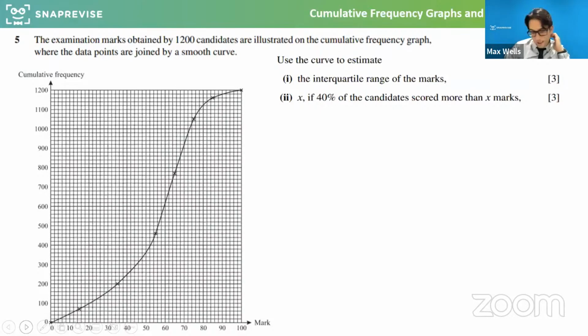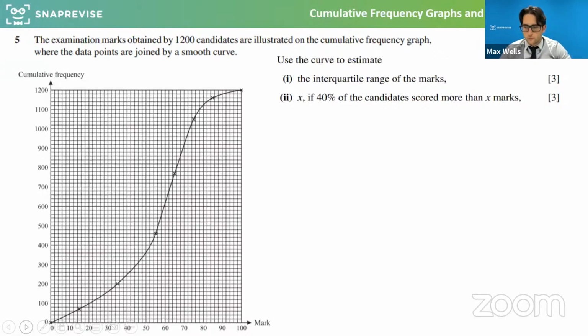Let's look at this question here. So we've got the examination marks obtained by 1,200 candidates illustrated on the cumulative frequency graph, and the data points are joined by a smooth curve. It says use the curve to estimate the interquartile range of marks and X if 40% of the candidates scored more than X marks. So I think this is a really good exam style question to look at.